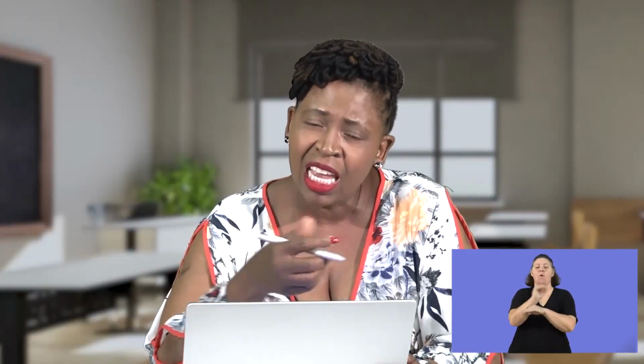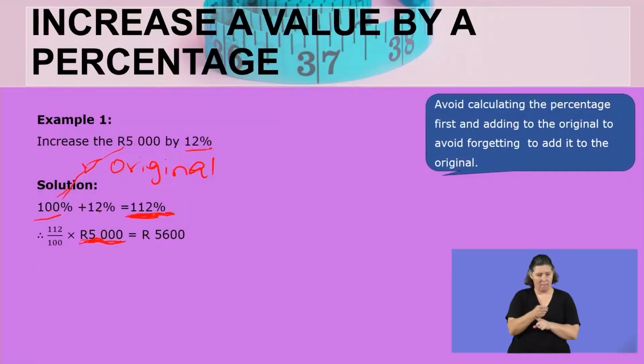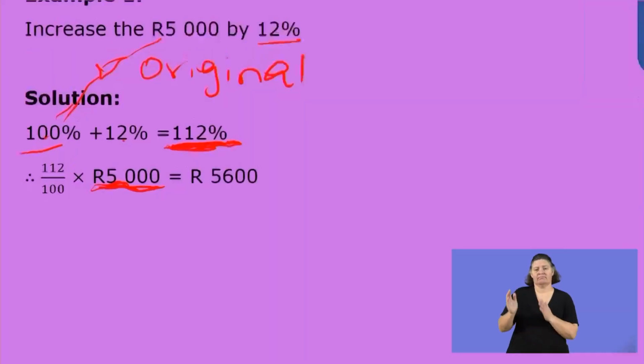You just take the new increase, add it to 100% because the original price is 100%. You will get the new percentage, which is more than 100%, like for example, in this example that I gave you, it's 112%. And then from there, you express it as a fraction. And from there, you multiply it by the original amount. As easy as that. Okay, let us move to the next question.